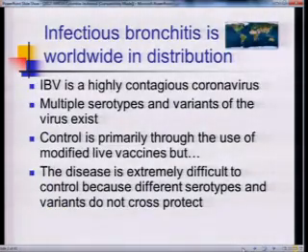So the disease itself is worldwide in distribution. It's a highly contagious virus. There are multiple serotypes of this virus, which makes it extremely difficult to control. Because we use modified live vaccines and in some cases killed vaccines, but because there's little to no cross protection between different serotypes, we have to select the proper vaccine to be able to protect against the virus that's in the field causing the problems.